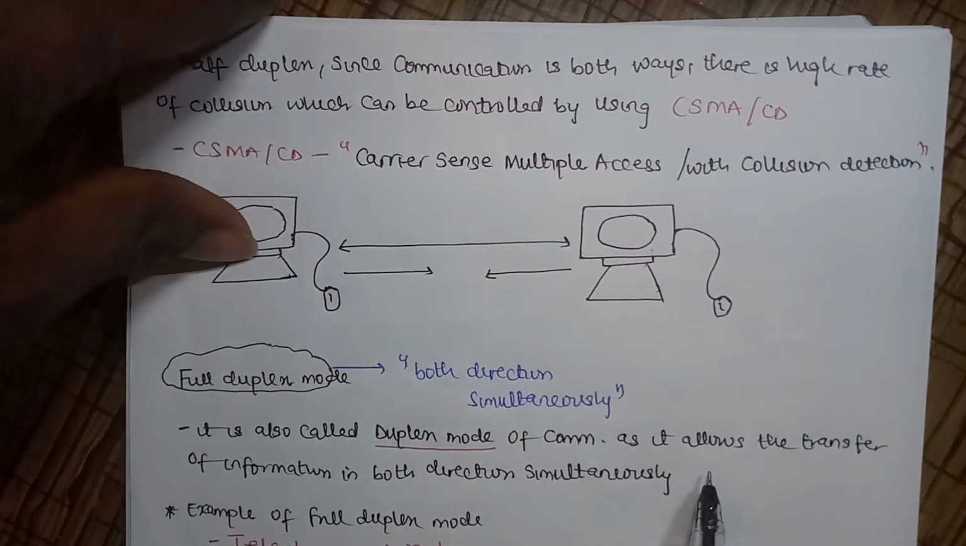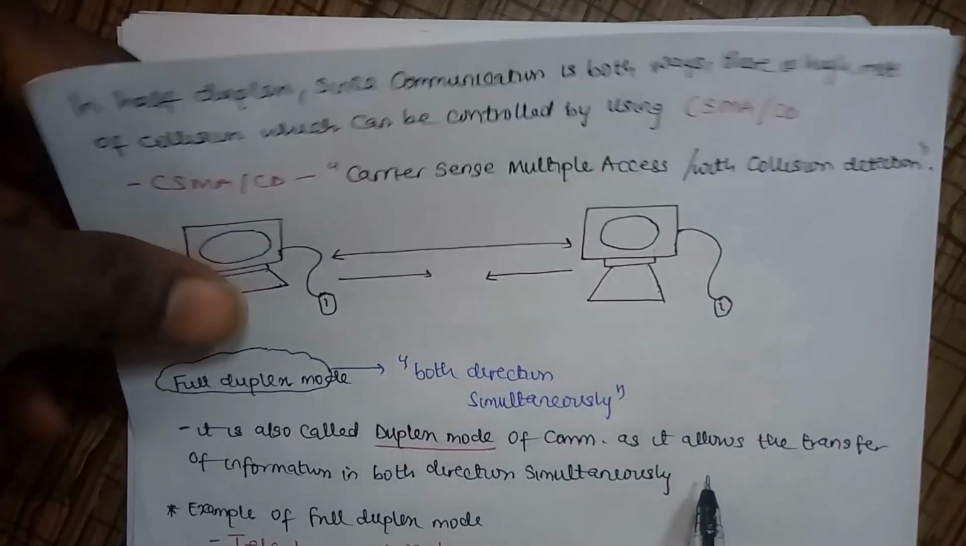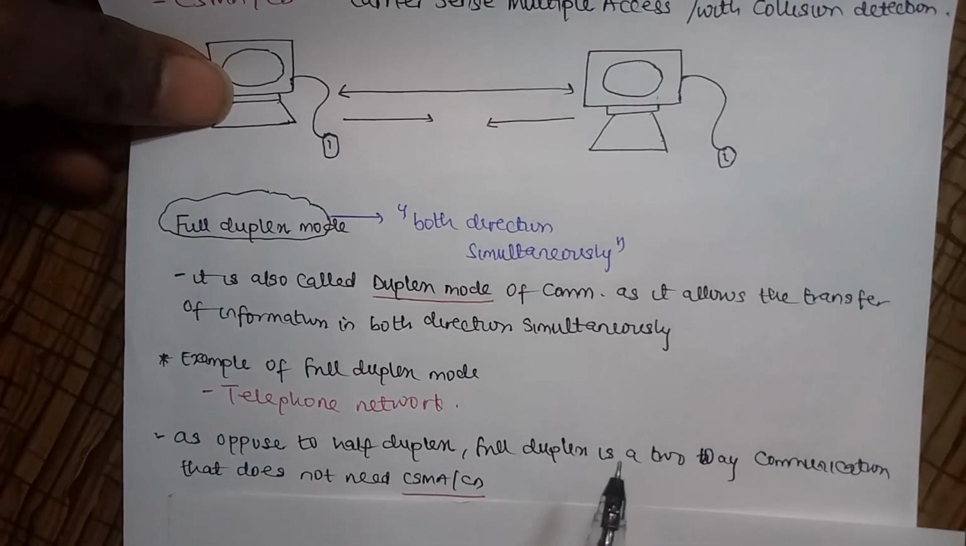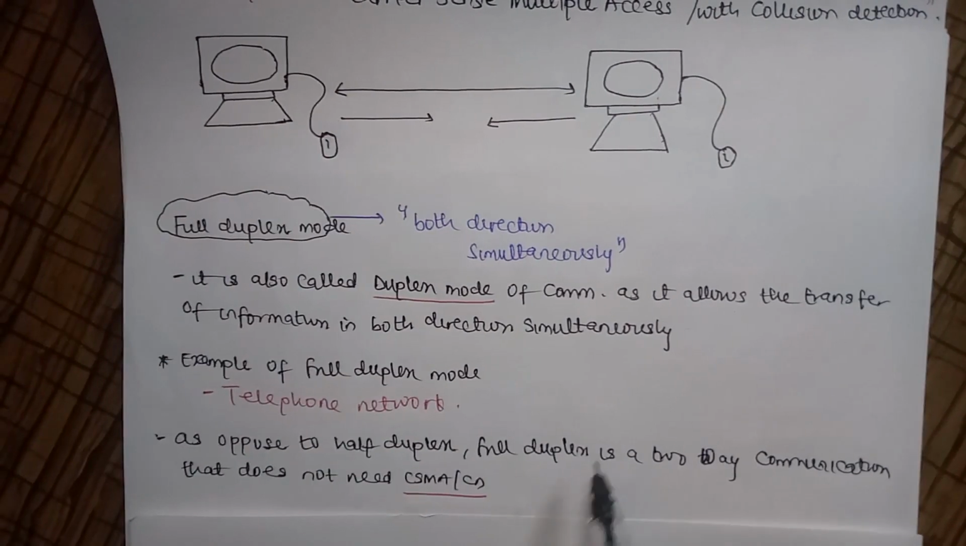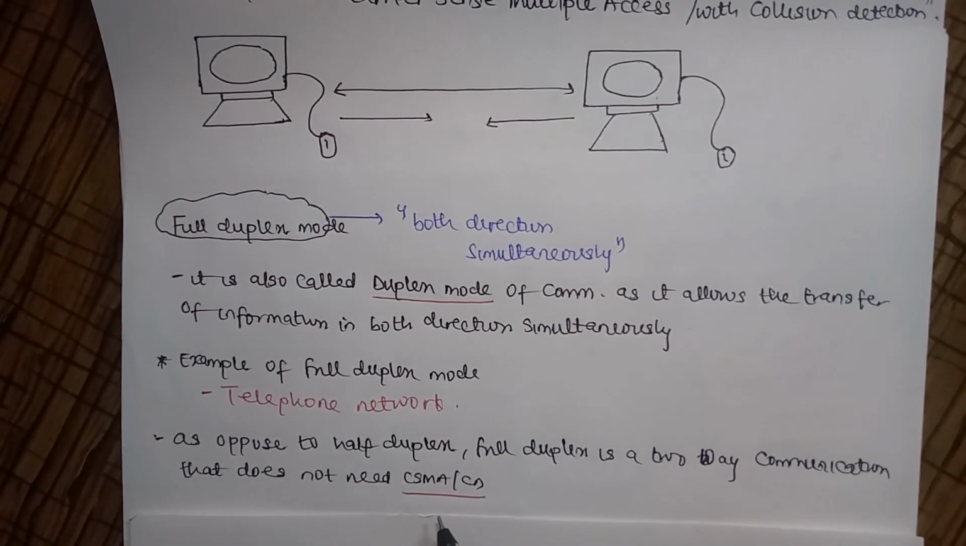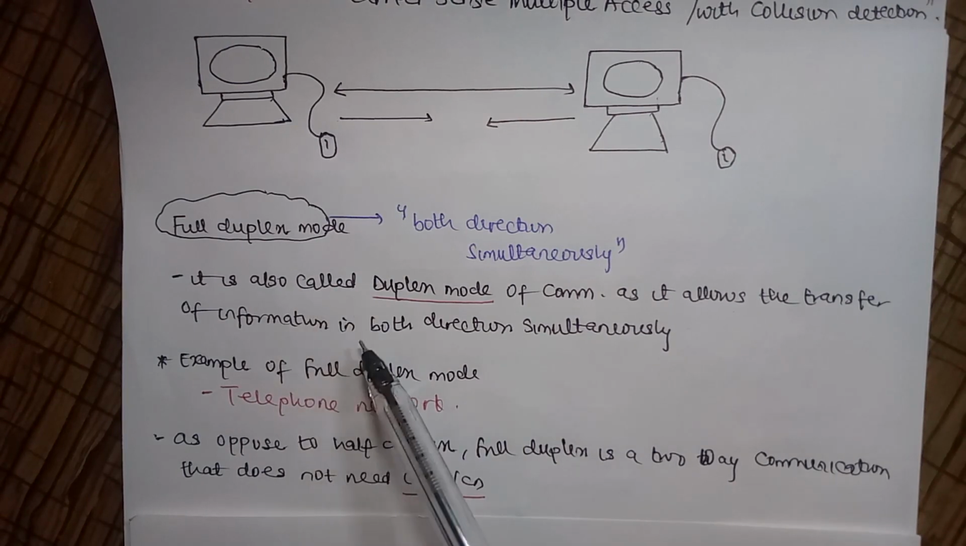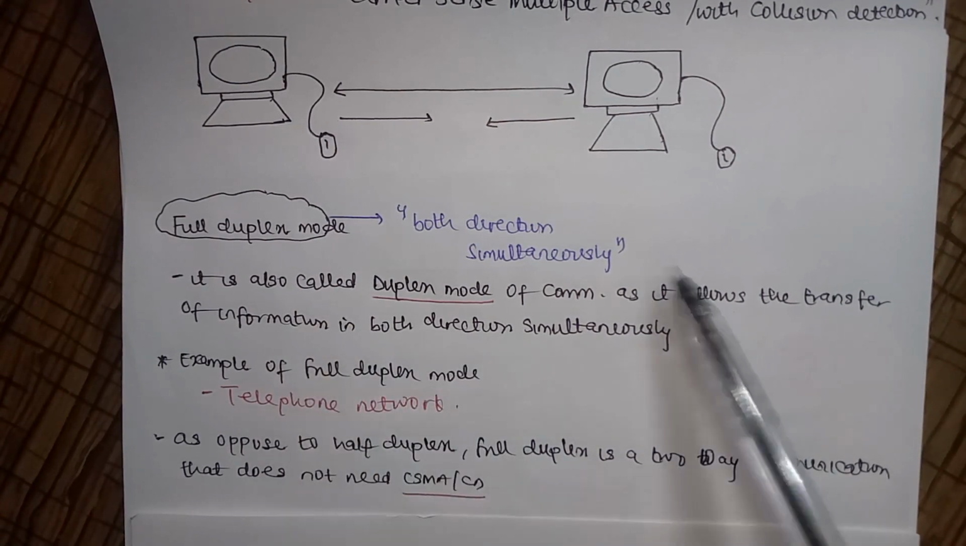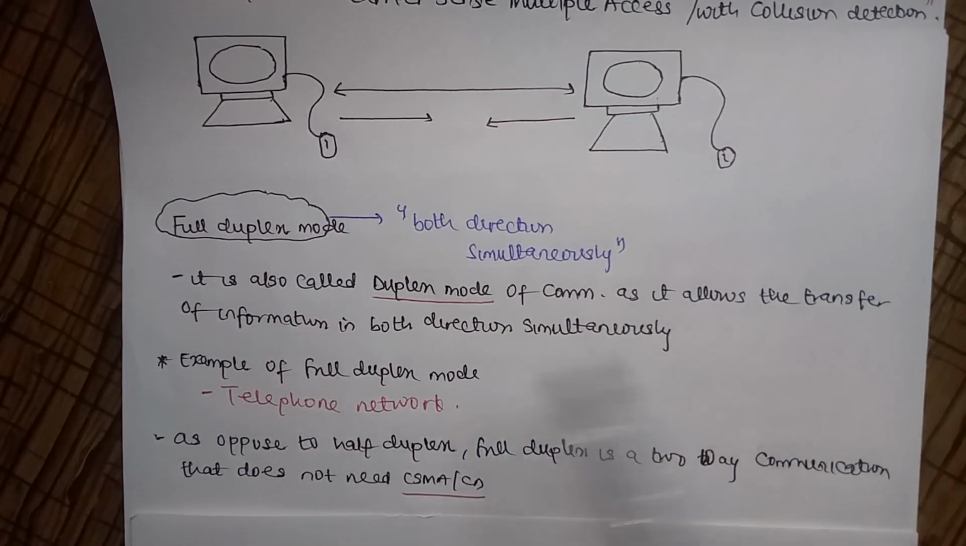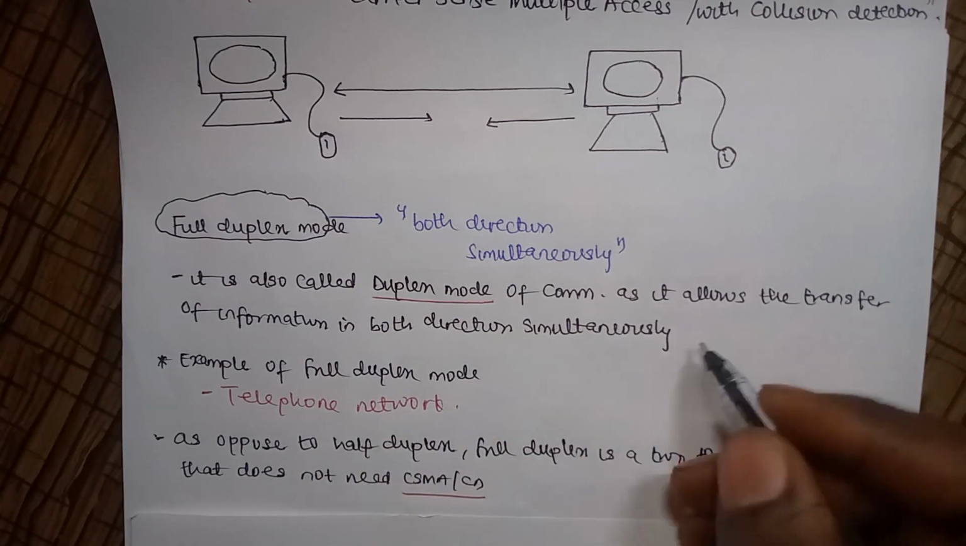So let's look at the next mode of communication. The next mode of communication is full duplex. Full duplex is quite similar to half duplex, but with one difference. They can both transfer information, but simultaneously. We also call full duplex simply duplex, because it entails everything. It allows the transfer of information in both directions simultaneously.